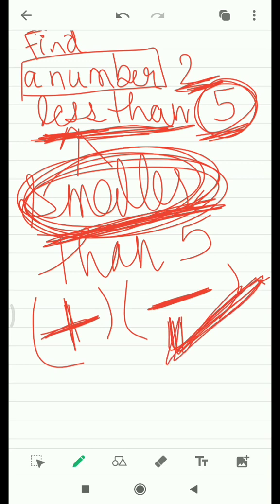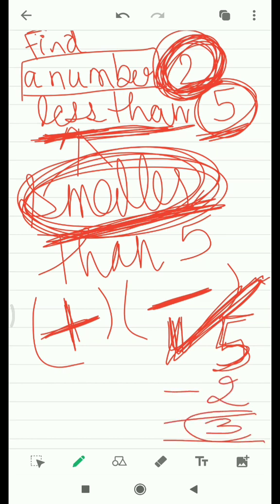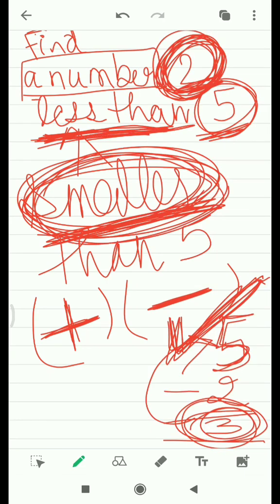So what we're going to do now, since the bigger number is 5, that's the main thing, right? 5 has to come here. Now we have to find a number 2 less than 5. So we're going to subtract this 2 from this 5. And what are we left with? 3. So 3 is a number which is 2 less than 5. I hope you understood. So just remember, whenever we have to find less than, that means we need to find a smaller number. And for a smaller number, we proceed with subtraction.